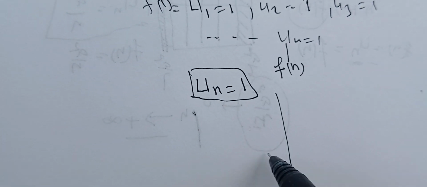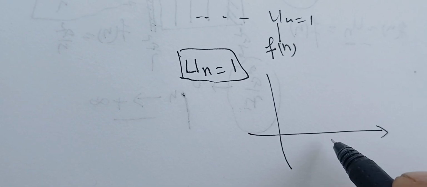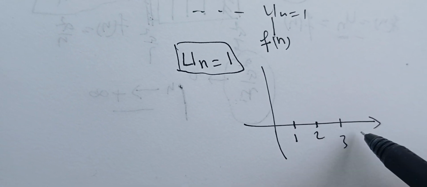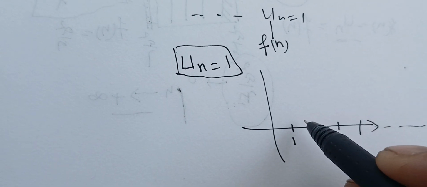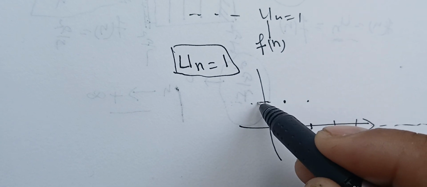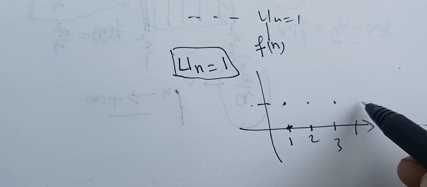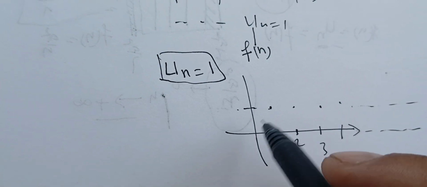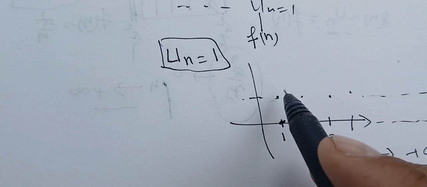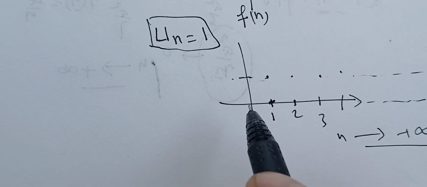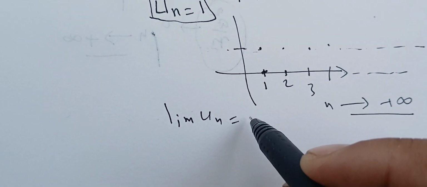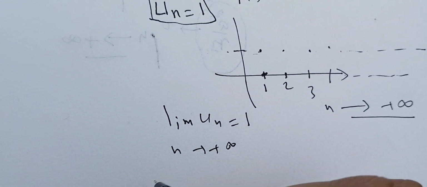Okay, so another key idea is that we can graph it. So we use the set here as the set of positive integers 1, 2, 3, 4, 5. Here we have day 1 is 1 mile, day 2 just 1 mile, day 3 1 mile, day 4 1 mile, etc. And we see as n keeps getting bigger and bigger, we always have 1. In this case we write the limit of un is 1 as n goes to infinity.